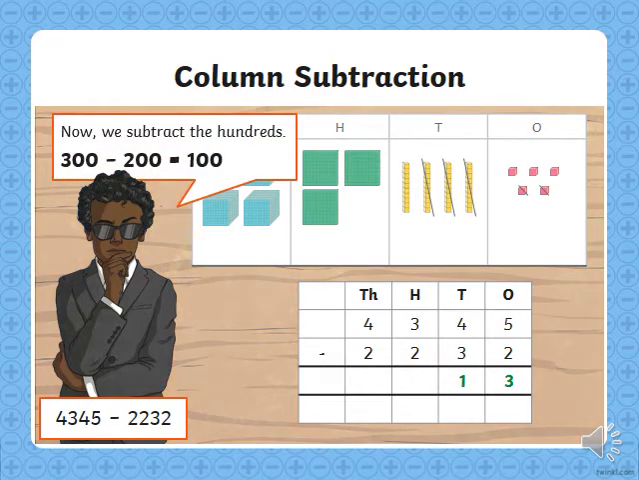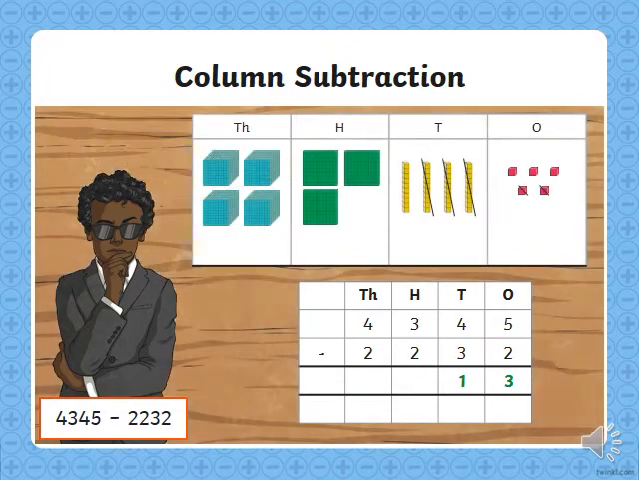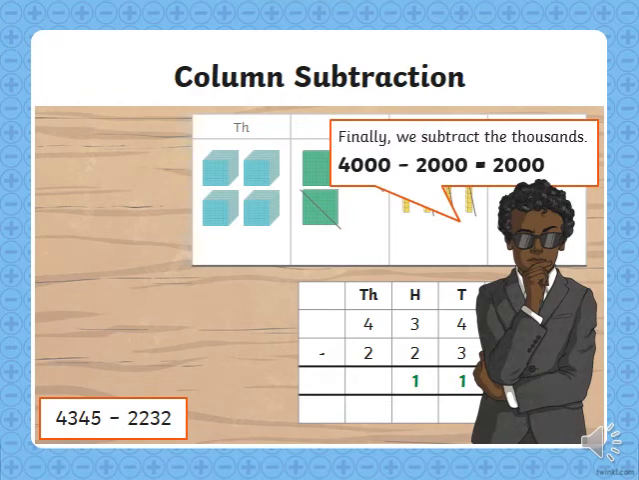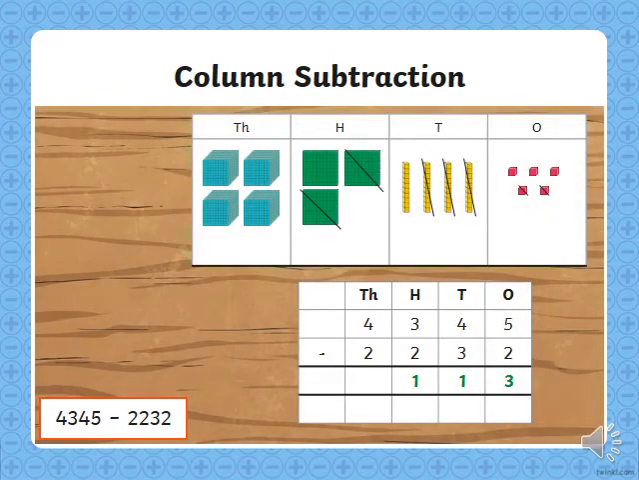We're going to subtract 200 from 300, so 300 take away 200, we should be left with 100. Okay, so we've got our 300s, we take 2 of them away, we are left with 100. Last but not least, our thousands. 4,000 take away 2,000, take 2 of those away, we are left with 2,000, so the answer is 2,113.